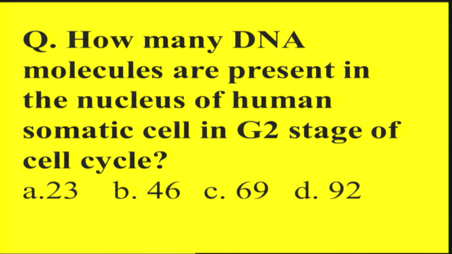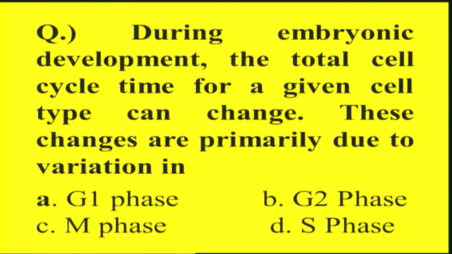So in the G2 stage of the cell cycle, the number of DNA molecules would become 92. So D is the right answer.